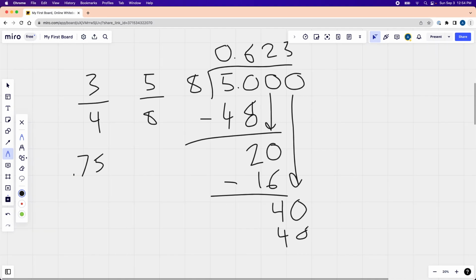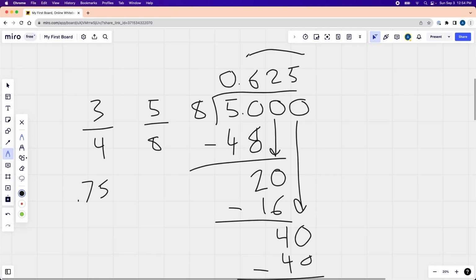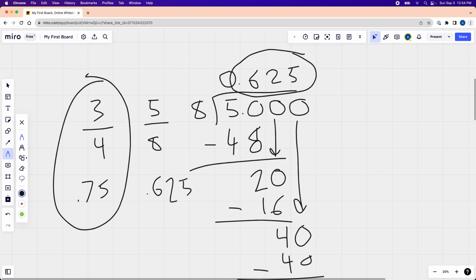And scroll down a little bit. Again, we do our subtraction. 40 minus 40, that equals 0. So we have no remainder, which means we are finally done here. And our full answer is 0.625. So we can see that 5/8 is the same as 0.625. And that means that 3/4 is bigger than 5/8, because 0.75 is bigger than 0.625.